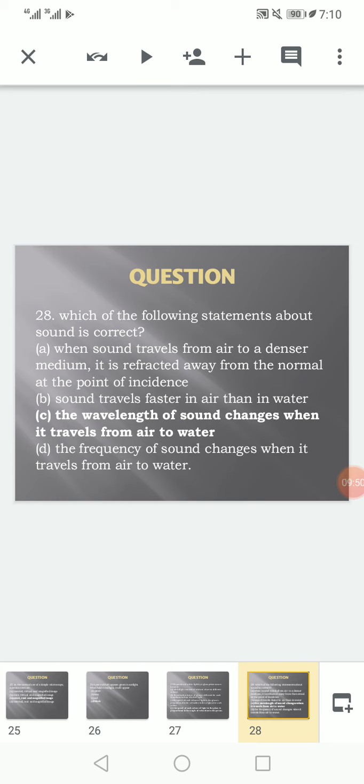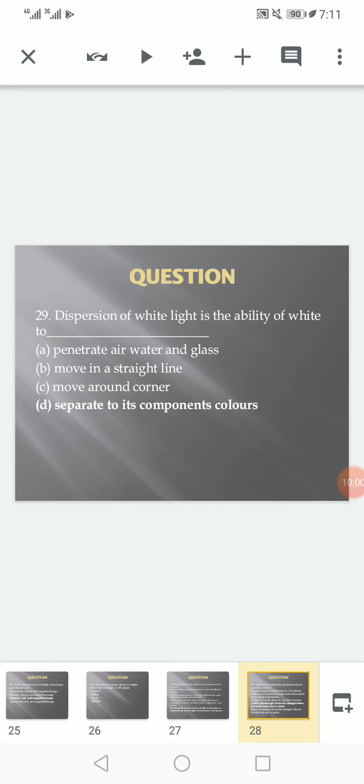That is, the wavelength of sound changes when it travels from air to water. Again, the correct answer is that the wavelength of sound changes when it travels from air to water.